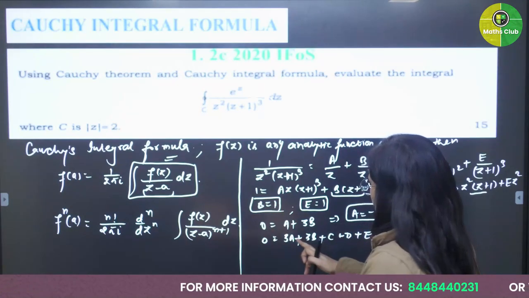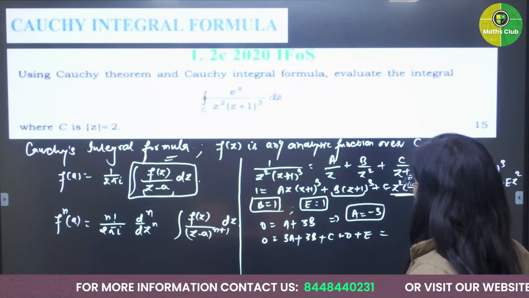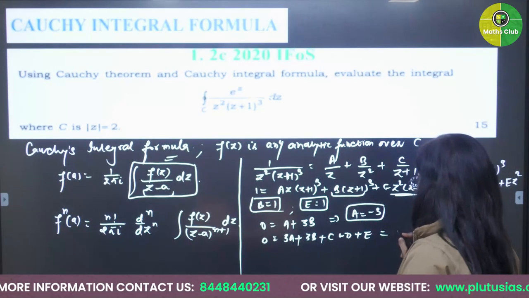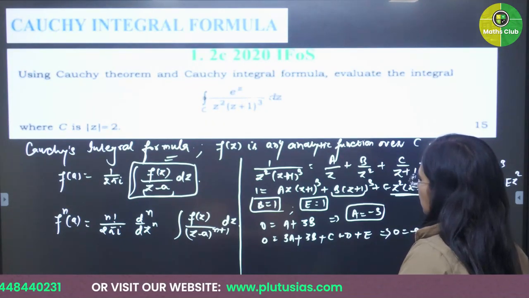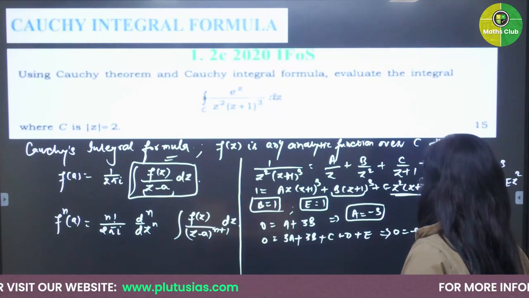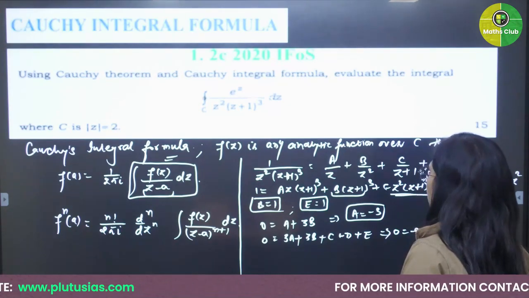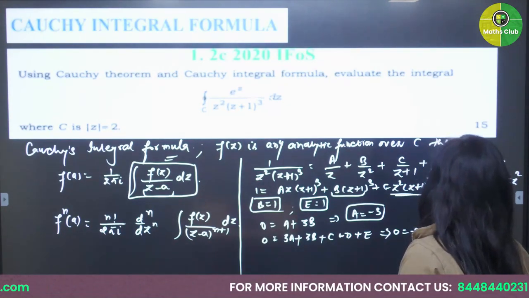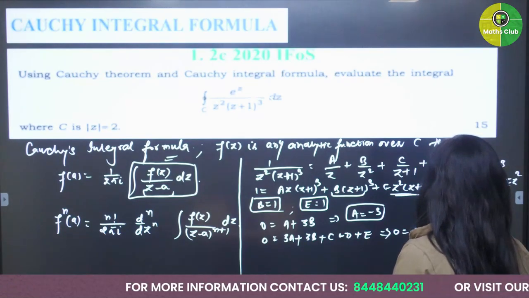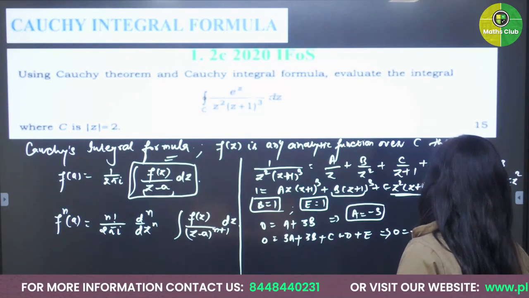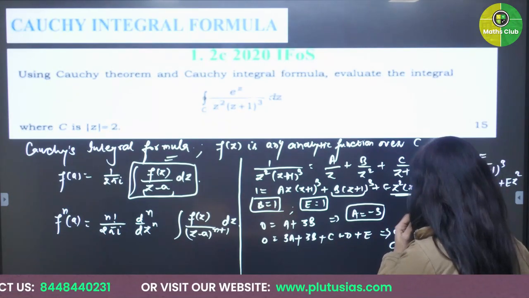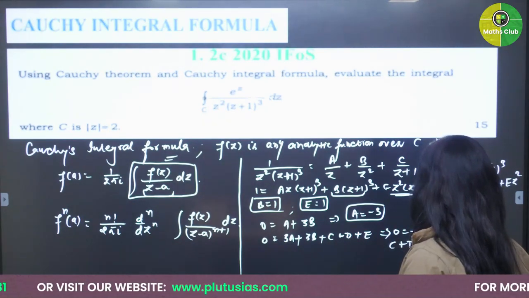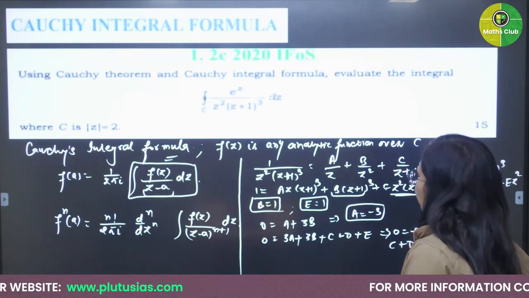So values would be 3a plus 3b. 3a means minus 9. Minus 9 plus 3 plus c plus d ki bhi koi value nahi hai apne paas. And plus e is equal to 1, that is equal to 0. So yahan se c plus d kitna aa gaya? Minus 6 plus 1 se fir minus 5 and that is equal to 5.